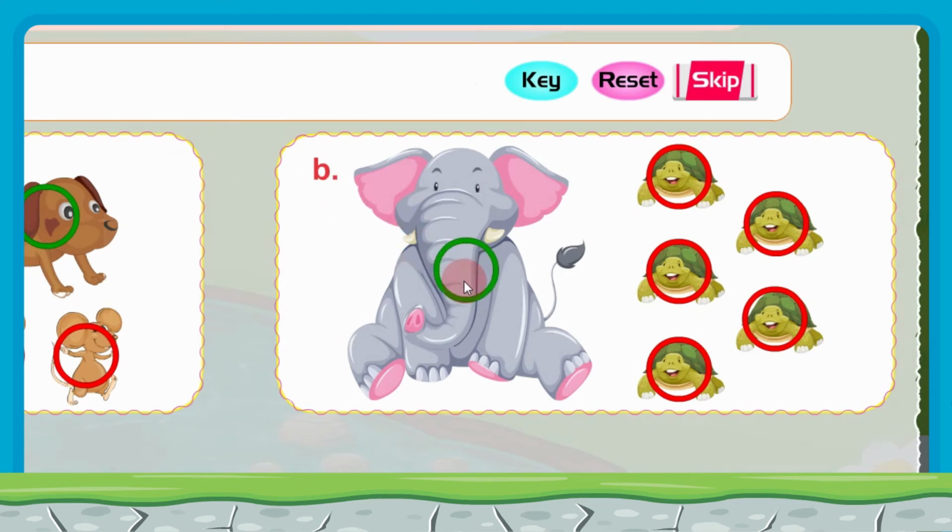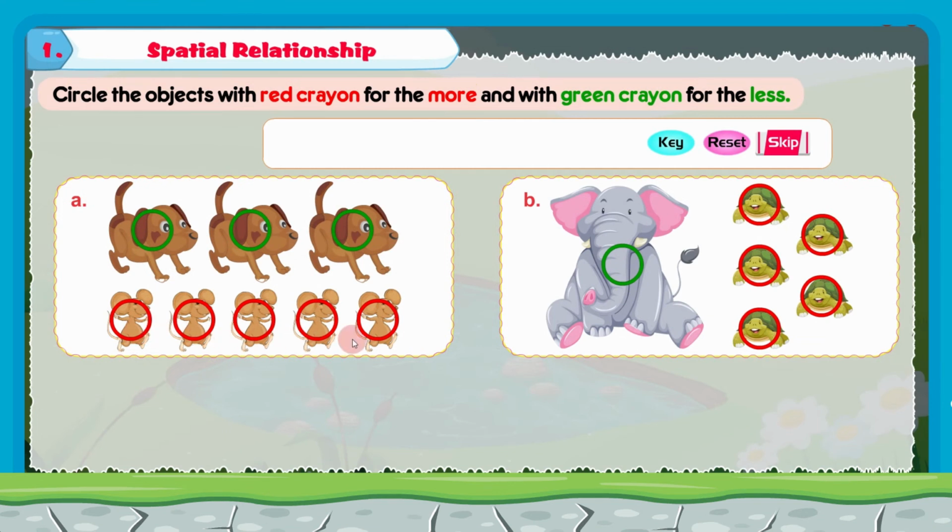Yes, like this. These are more in number, these are less. These are more in number, this is the less.